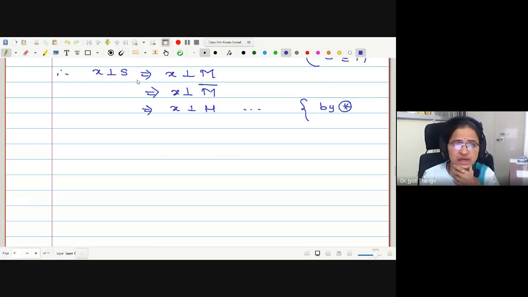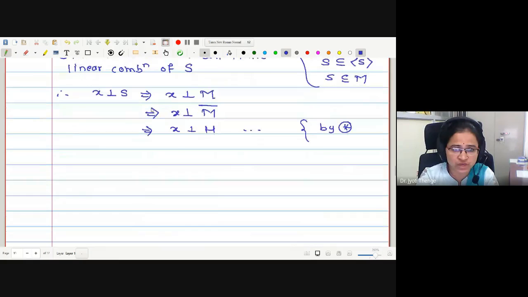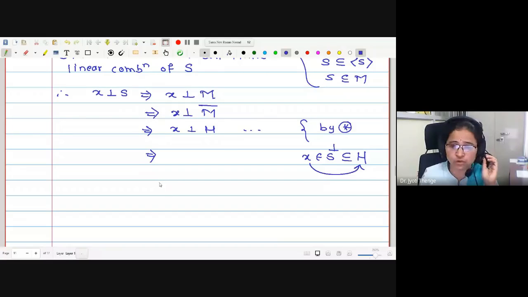Now we started with x being an element in S perp. S perp is no doubt a subset of H. And now we are saying x is orthogonal to H. Therefore, x is an element of H also. Now we are saying x is orthogonal to all of H, therefore x is orthogonal to x, because x is again a member of H.